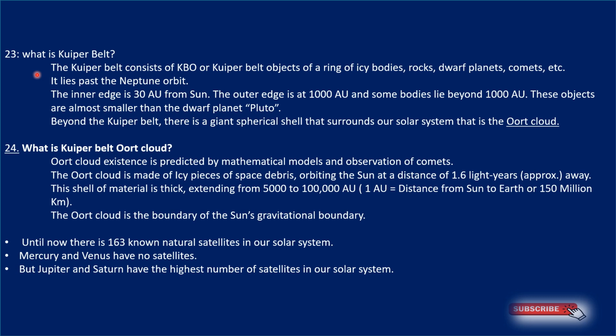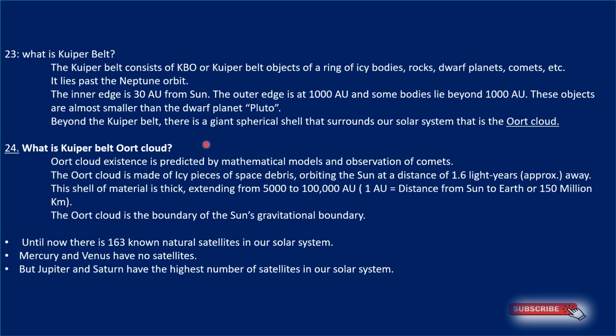The 23rd one is, what is the Kuiper belt? The Kuiper belt consists of KBOs, or Kuiper belt objects: a ring of icy bodies, rocks, dwarf planets, comets, etc. It lies past Neptune's orbit. The inner edge is 30 AU from the Sun. The outer edge is at 1000 AU, and some bodies lie beyond 1000 AU. These objects are almost all smaller than the dwarf planet Pluto.